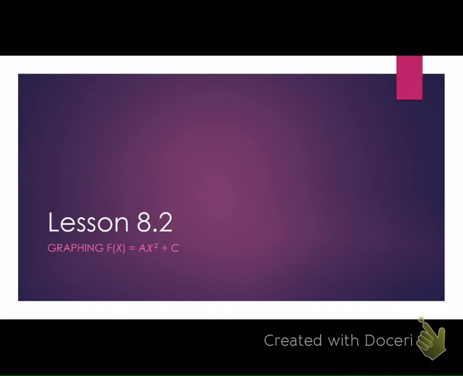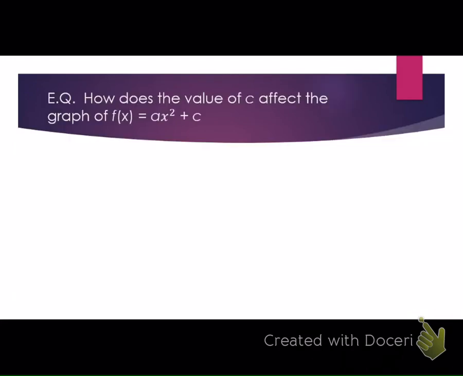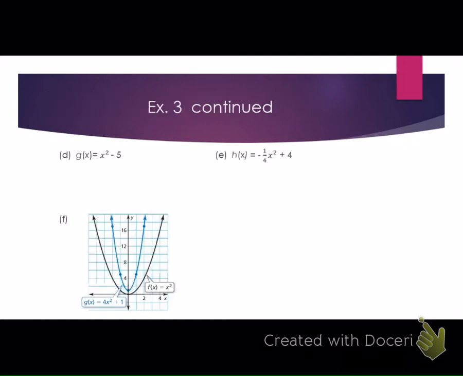Now, if we're adding something to the end of our function, which transformation is that on our cheat sheet? We've already dealt with multiplying by something, so we know it's not a shrink or a stretch. We've already looked at changing the sign, which is a reflection. So what's the only transformation left that we haven't really dealt with yet? Okay, we don't call it a shift though. We call it a translation. All right, on our cheat sheets, we crossed out shift and we put translation. So how does the value of c affect the graph? That's our essential question.